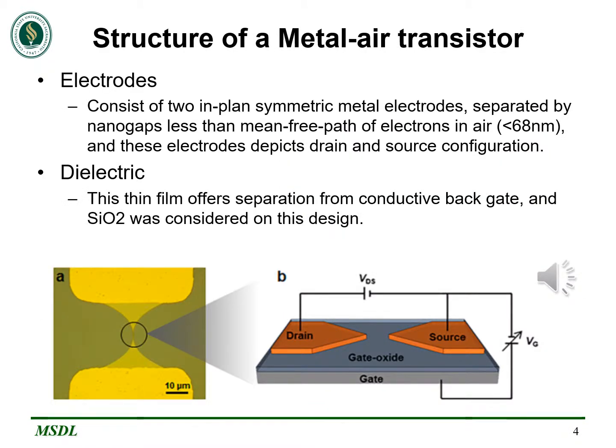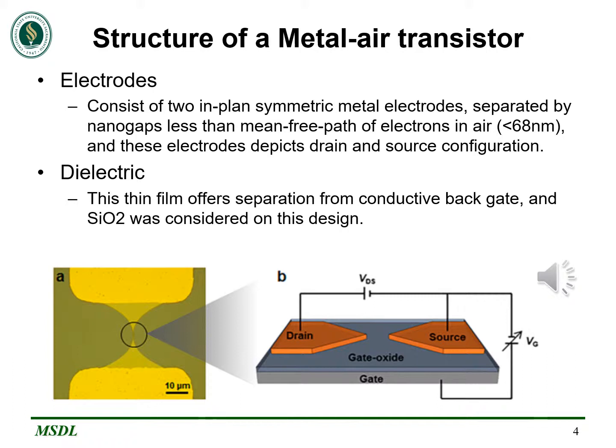Structure of a metal air transistor. You can appreciate the metal air transistor structure in these images in front of you. These are images of nanogap metal electrode devices, which consist of two planar symmetric metal electrodes separated by nanogaps less than the mean free path of electrons in air. That means less than 68 nanometers. The metal-air-metal structure depicts a drain and source configuration. A dielectric thin film offers separation from the conductive back gate.